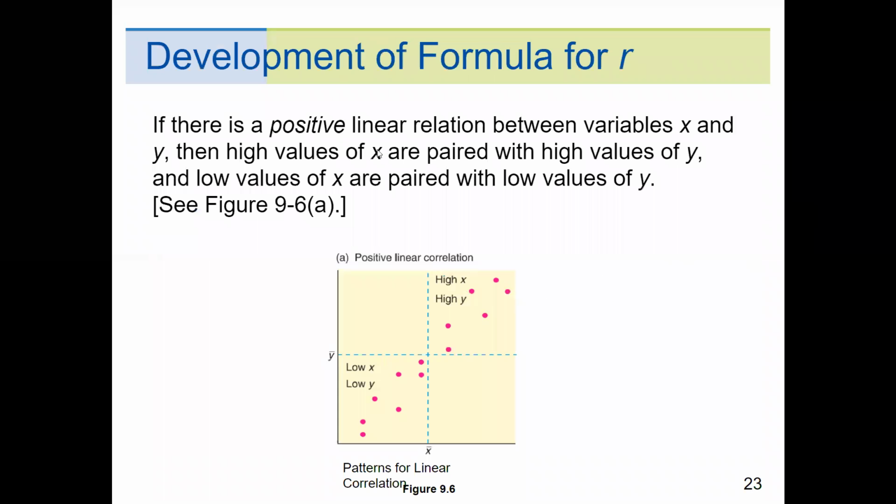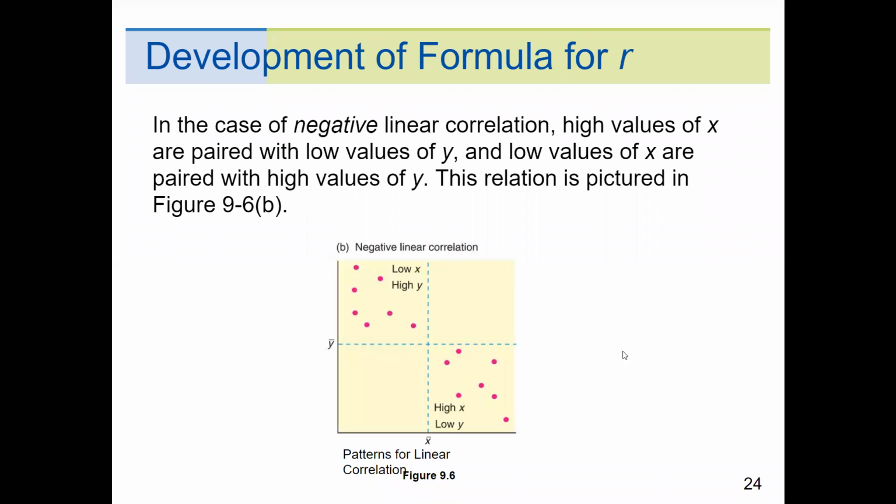All right, development of the formula for R. If there's a positive linear relationship between variables x and y, then high values of x are paired with high values of y, and low values of x are paired with low values of y. So again, see the figure. Low and low, high and high, and this would be positive. For negative, low and high, and high and low, again for negative.